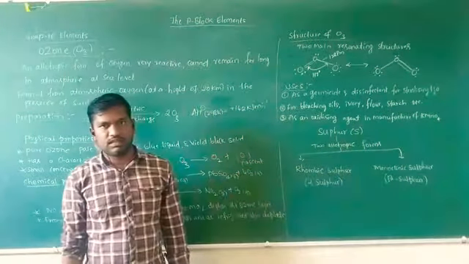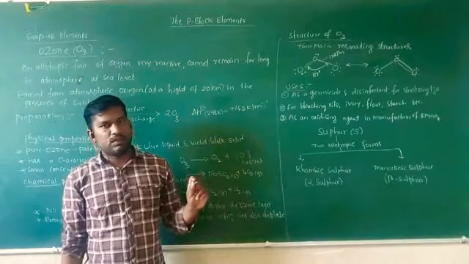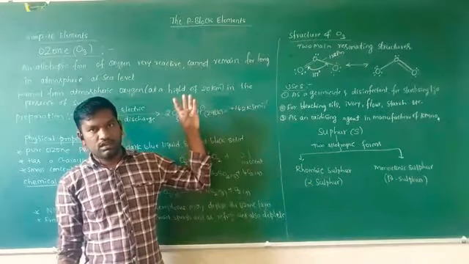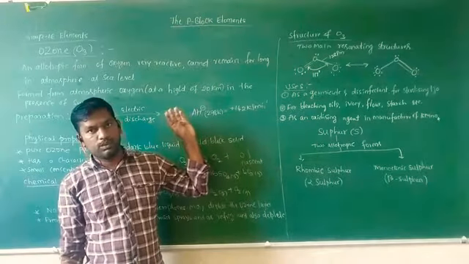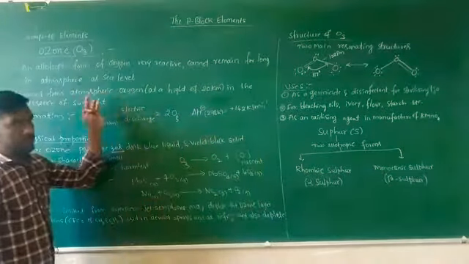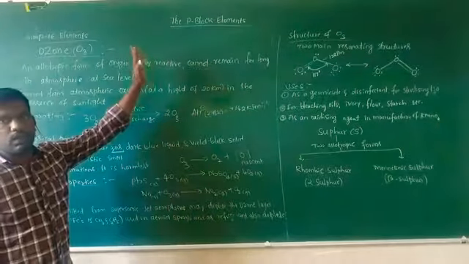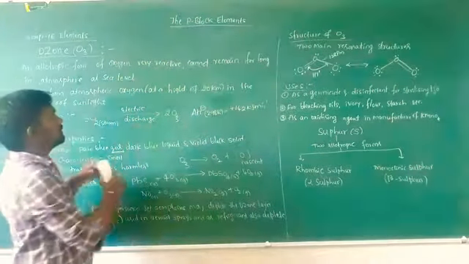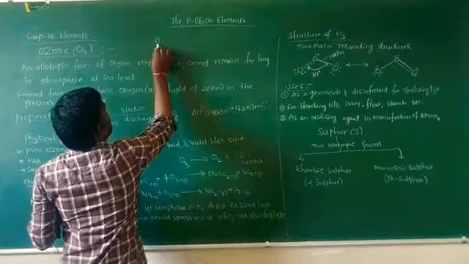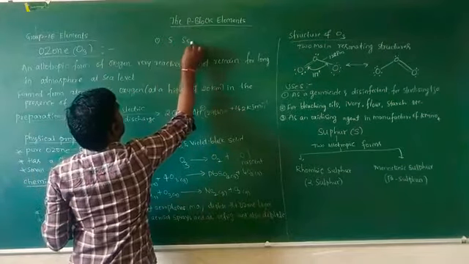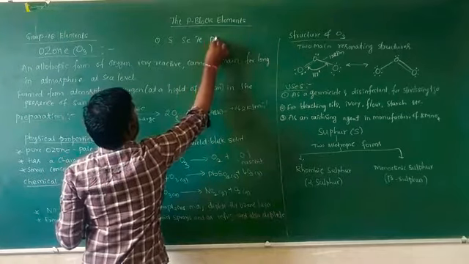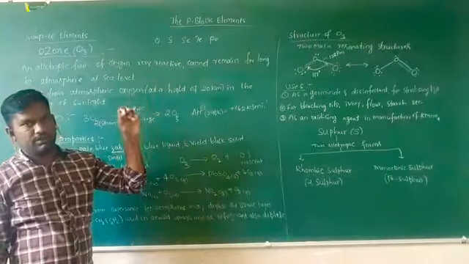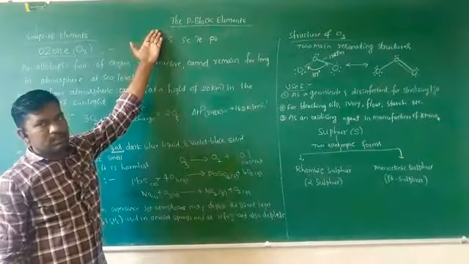The next concept is allotropy of sulfur, because the allotropes of oxygen are O2 and O3. These are the allotropes of oxygen. Now sulfur is in group 16, after oxygen: oxygen, sulfur, selenium, tellurium, polonium. All the group 16 elements show allotropy. Allotropy of oxygen is completed.